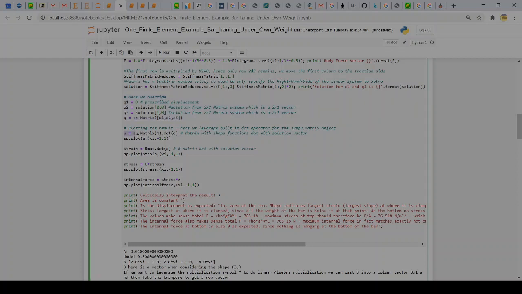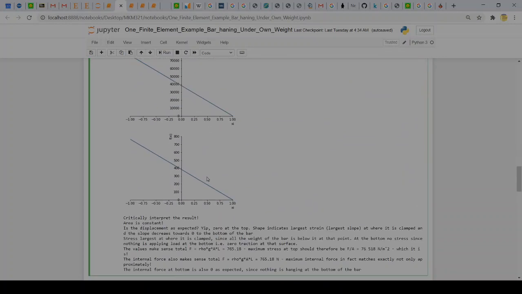After that, we can get the displacement field, and this is now again in terms of psi. So we're going to use SymPy, symbolic. N is, remember, symbolic variables. Strain is BMAT dot q, then stress, internal force. And when we do that, we can see this is sort of what we get out.